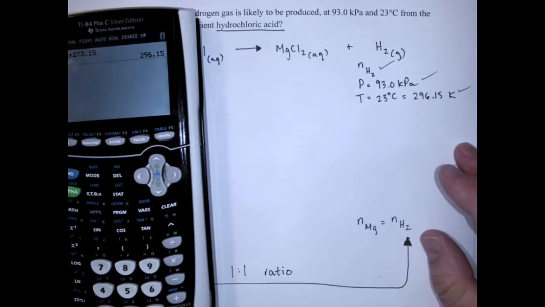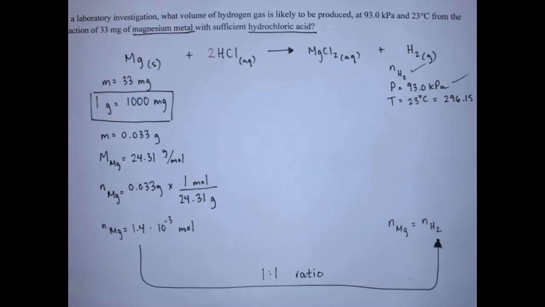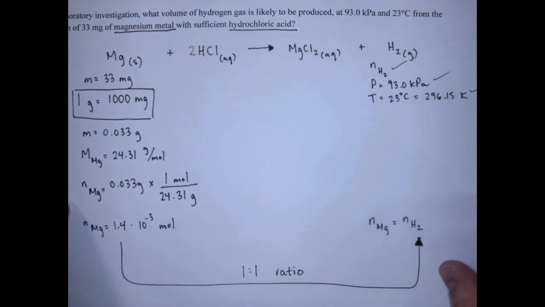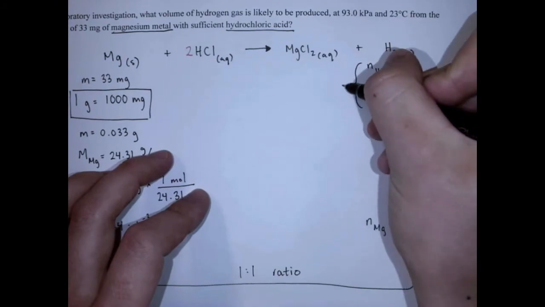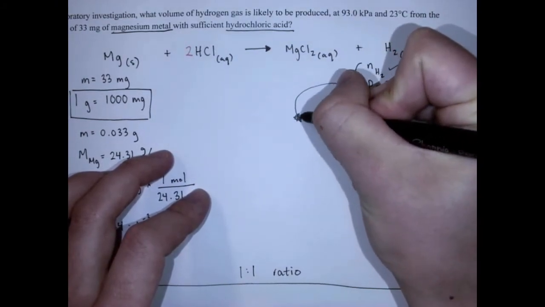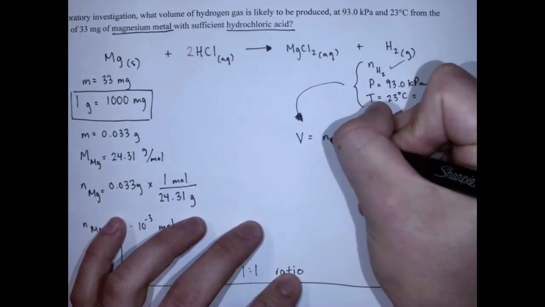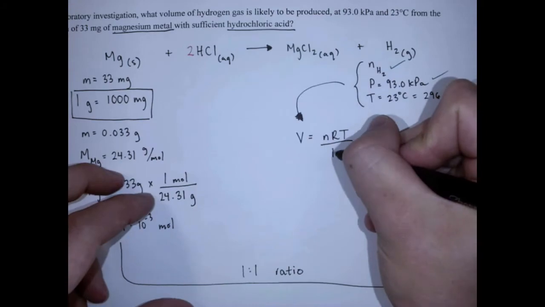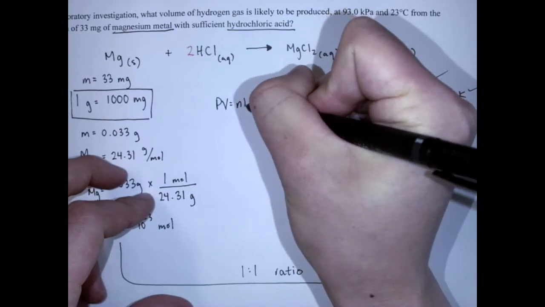There's that last check mark over there. I didn't forget about temperature. And so I've got moles, pressure, temperature. What could I use to convert all of these into a volume of hydrogen? Well, I could use the ideal gas law. So I can take these and plug them into the ideal gas law. So volume equals moles times the ideal gas constant times temperature over pressure. And this is just a rearranging of the ideal gas equation.